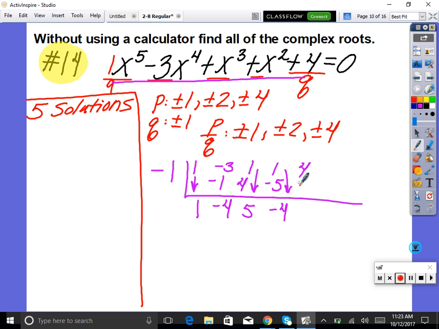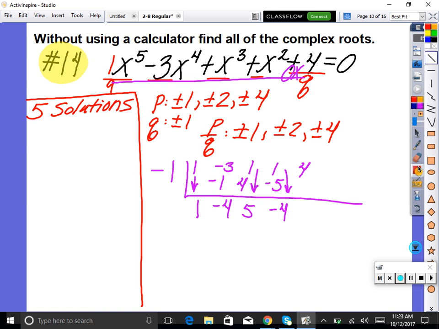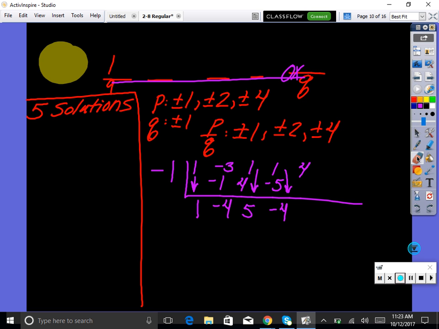Oh, so this is a good way to catch yourself. Do you see how my remainder didn't come out 0? I'm like, what the heck? But either that's not really a solution or I've made an error. So good catch, though. You guys were able to see, oh, we forgot to write 0x.